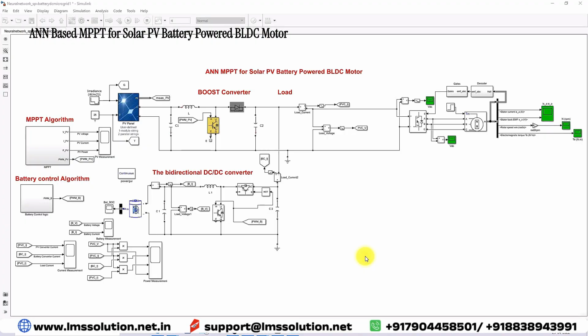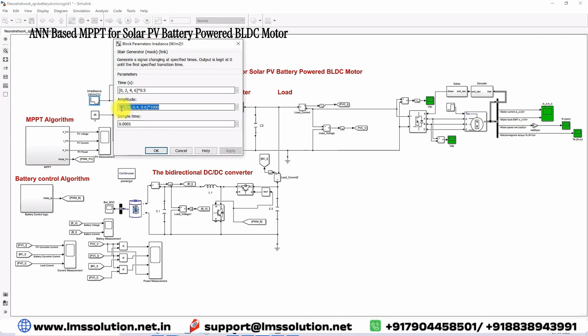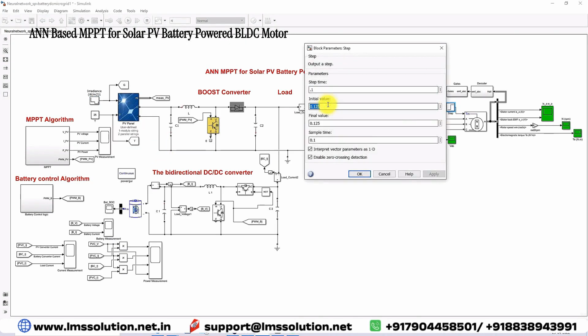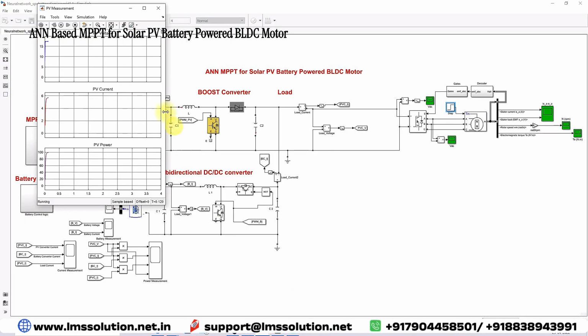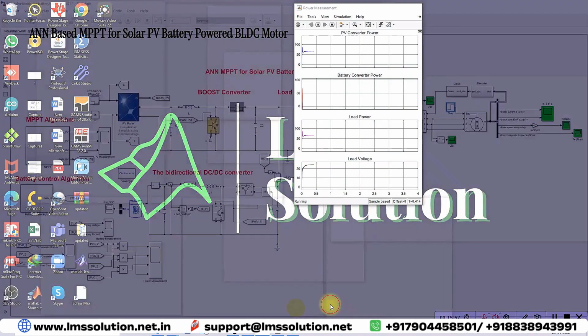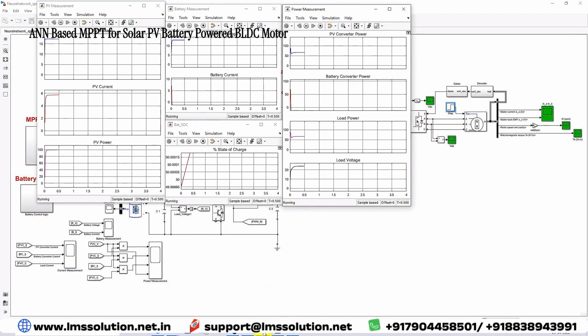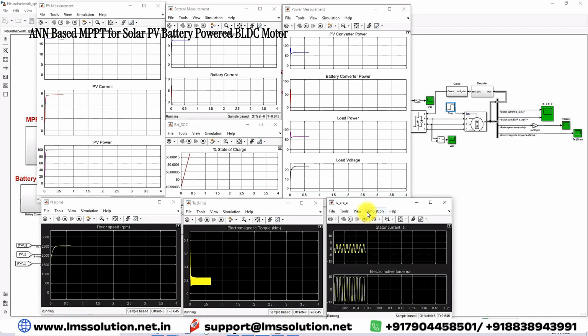Now I'm going to simulate this model. Here you can see that I'm going to fix the irradiation for the solar PV, that means 1000, 400 and 600. It's going to change every 1 second. And then here I'm going to fix the torque for the motor, which is equal to 0.125 Newton meter. And then we have to simulate this model. I'm going to show the results of the PV, battery and battery SOC, and then power measurement in the different sections, and then speed of the machine, torque of the machine, and then stator current and the EMF of the BLDC motor.